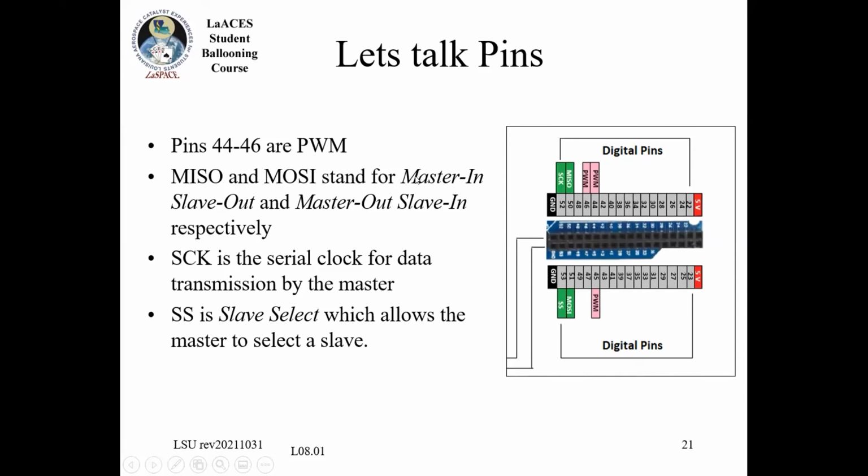This is similar to the I2C in that it has a master and slave, but it is also similar to the UART in that there are 2 separate transmission lines. One is for master input slave output. Since your Arduino is almost always going to be the master, it's going to be listening on that pin, and it will be transmitting on the MOSI pin, which is master output slave input.